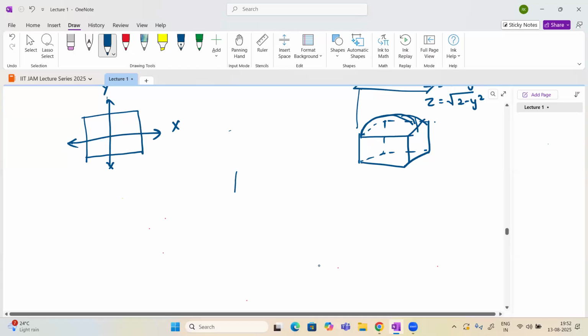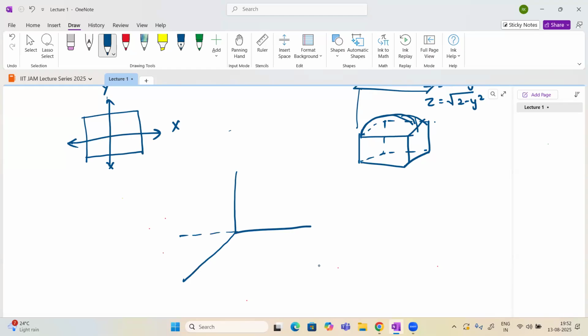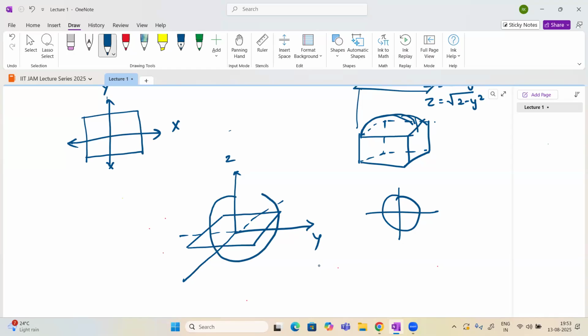But in case of 3D, your square will lie in the xy plane. So this kind of square you have. Agree with me? Okay. We have a circle in the YZ plane. So this is Z and this is Y. In the YZ plane we have a circle with radius root 2. So we have this kind of circle in the YZ plane. Understood?